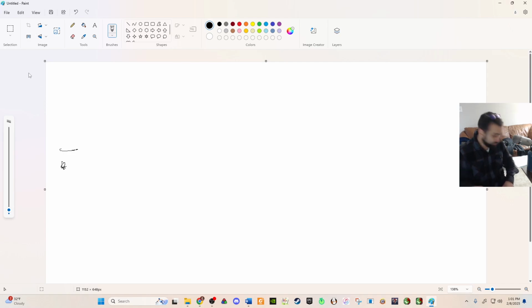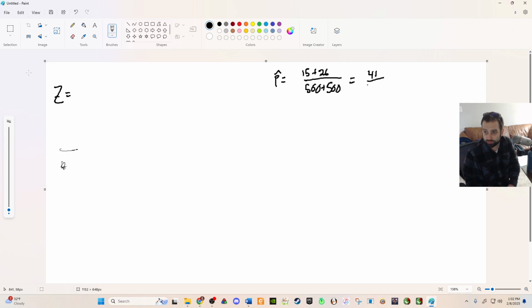Our test statistic is going to need our combined p hat if we're doing this by hand, which is going to equal the sum of the numerators over the sum of the denominators. So then we had 15 plus 26 over 500 plus 500. That gets us 41 over 1,000. So that means q hat is the other 959 over 1,000.